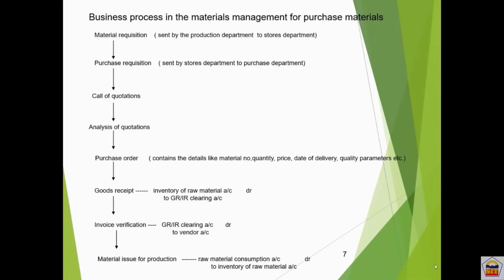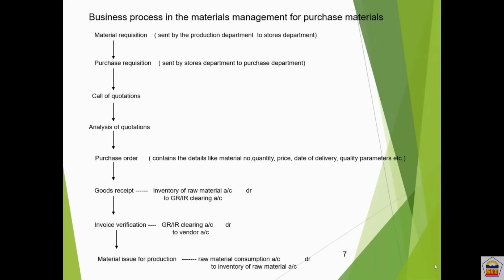And if you have the IR balance, like a credit balance, it means you received the goods but invoicing has not been done. But if it has a debit balance, then it means you have invoiced the goods, but the goods receipt has not happened. So at the month end, we need to make sure the balance of this GR/IR clearing account should be zero.